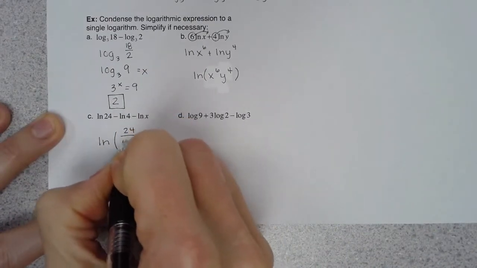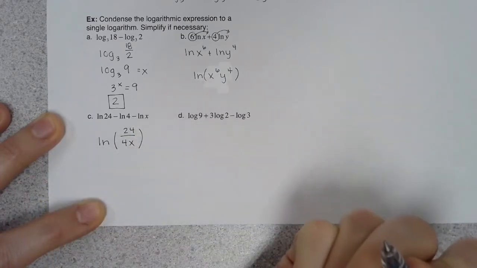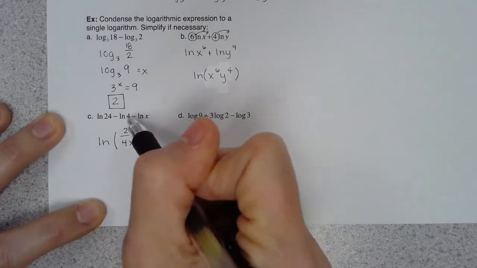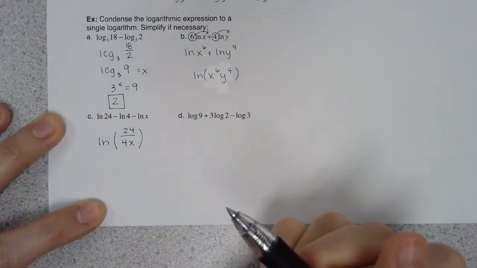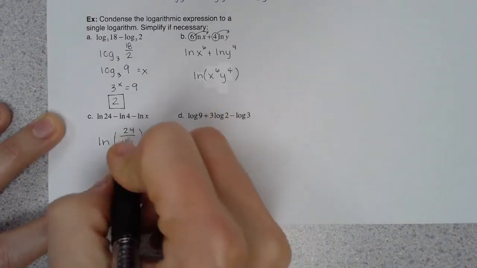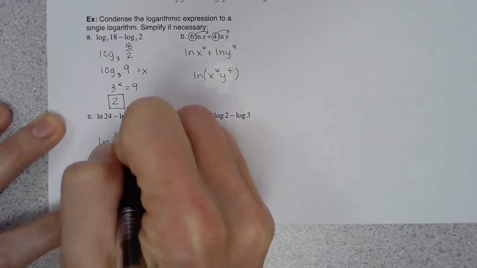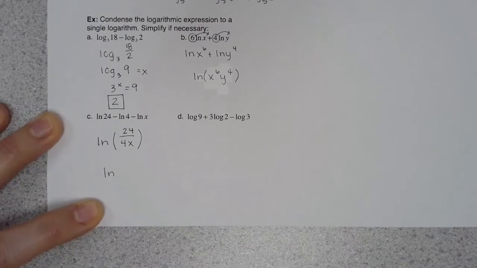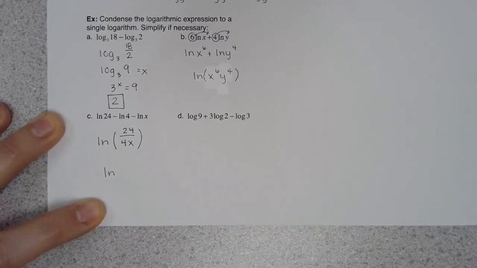That means that the 4 and the x are both going to go in the bottom of the expression. You could undo the distributive property to see why these two become a product here in the bottom. Now for this one, it does say to simplify if necessary, so it's going to be the natural log of, and then right here, the 24 and the 4 can each divide with one another, so you would want to do that simplification here as well.